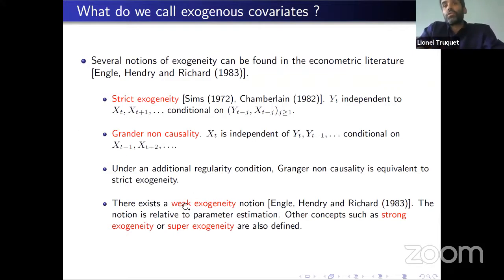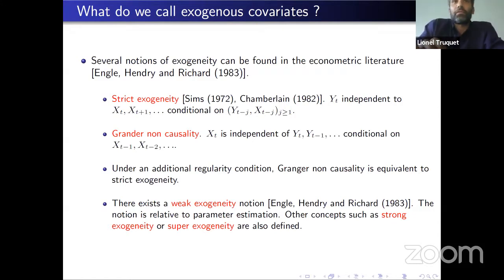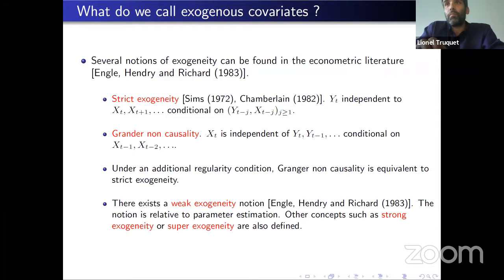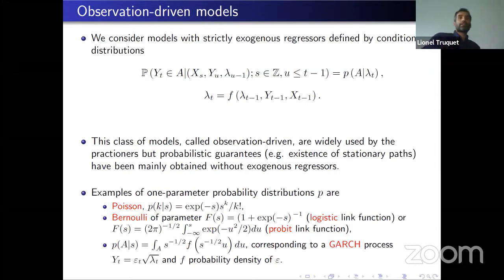So there are some other notions of exogeneity that are more complex, but that I will not discuss here because that one will be interesting for two reasons. First, it is compatible with some problems that I discussed at the beginning of the talk, and I will make a connection between this notion of strict exogeneity and another notion which comes from probability and which is called process in random environment. So what are the models that I will consider?